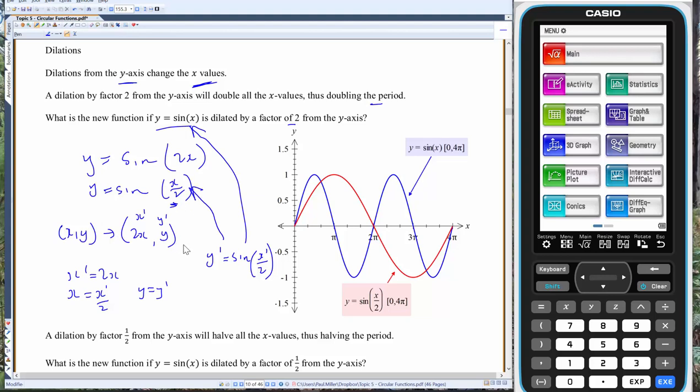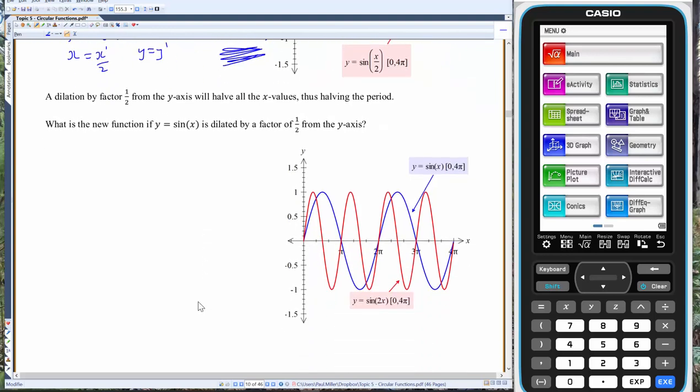Okay, so hopefully you can do that by recognition from here on, but we've just got to know that when I see sine x on 2, it is not a dilation by a factor of a half from y, it's in fact a dilation by a factor of 2 from y.